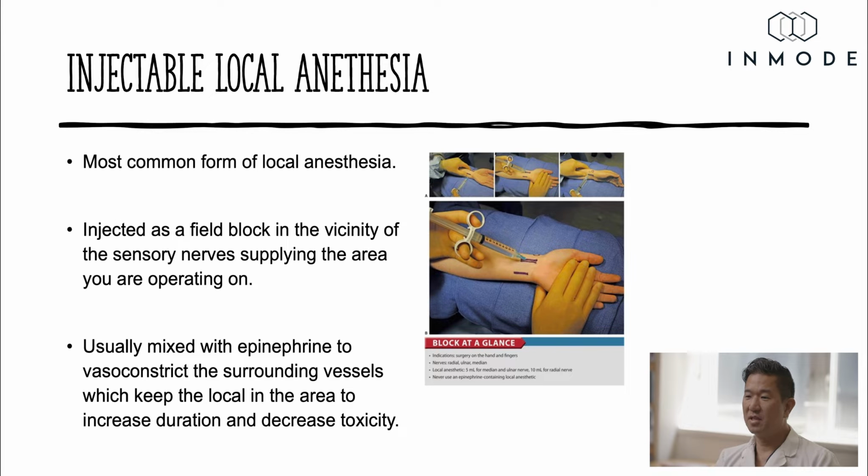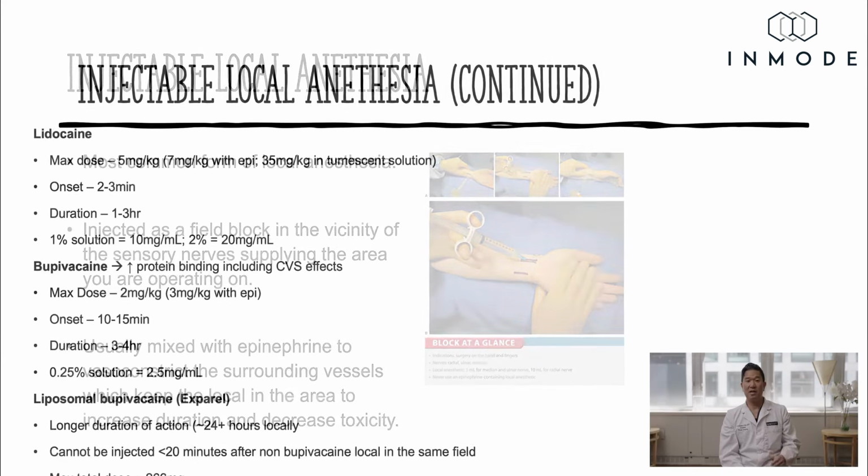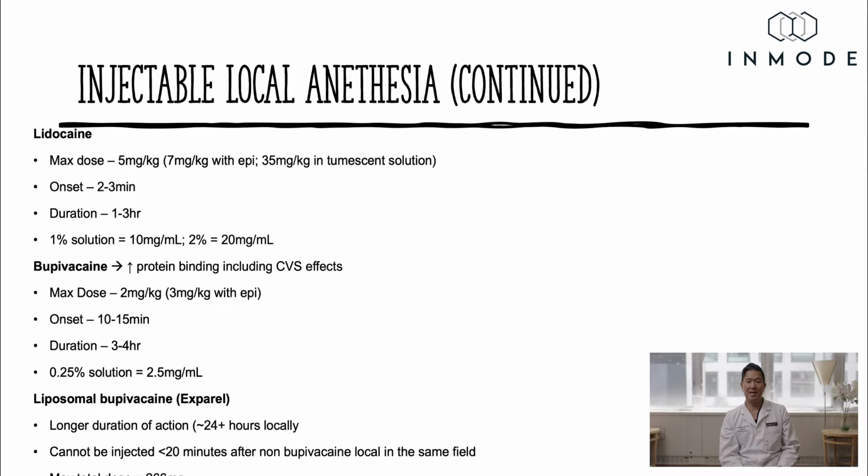Injectable local anesthesia is the most common form of local anesthesia, and this is done usually in the surgical or procedure suite for very specific indications. While we're going to focus on the tumescent technique for what we're going to do today, this is something that is also available. Regarding lidocaine in particular, we also want to be aware and cognizant of the maximum dose.